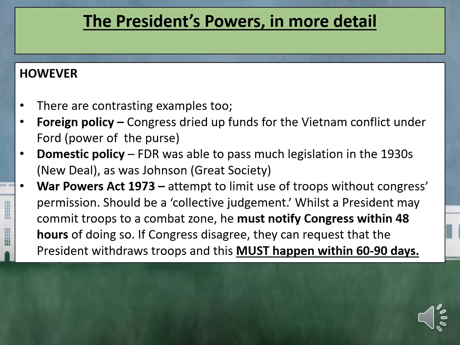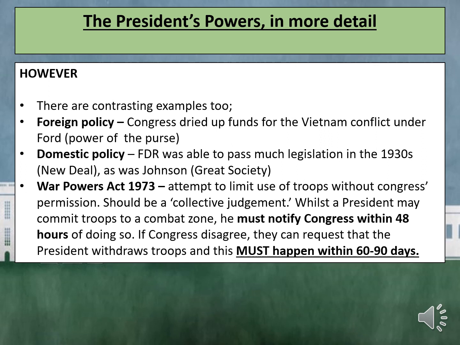However, in regard to setting the tone and proposing legislation in regard to foreign policy, there are contrasting examples. If you look at foreign policy, Congress dried up funds for the Vietnam conflict under Ford. They used their power of the purse, therefore checking the President. In terms of domestic policy, FDR was able to pass much legislation in the 1930s using the New Deal, as was President Johnson. And the War Powers Act of 1973 attempted to limit the use of troops without Congress's permission.